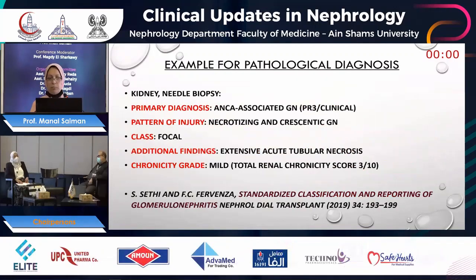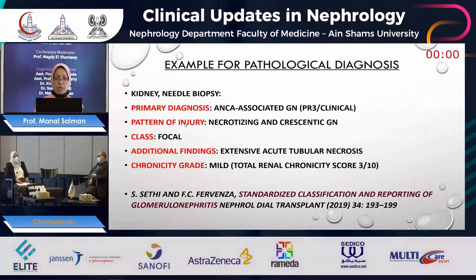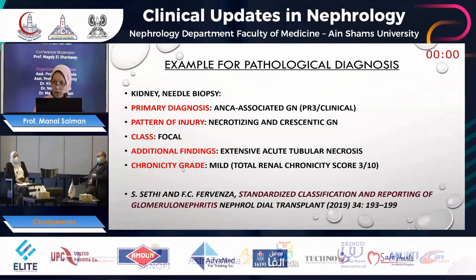طب الريبورت بتاعي في الاخر يبقى شكله عامل ازاي؟ في البرايمري دايجنوزس زي الانكا اسوشيتد جلوميرولونيفرايتس بروتينيز 3، تمام، باترن اوف انجري نيكروتايزنج انكريسنتك، الكلاس بتاعي يا ترى قد ايه؟ هحطه فوكال. additional findings I have extensive acute tubular necrosis and the chronicity grade according للجريد اللي حطوه mild بسكور اقل من ايه؟ اقل من 4. ده شكل الدايجنوزس.